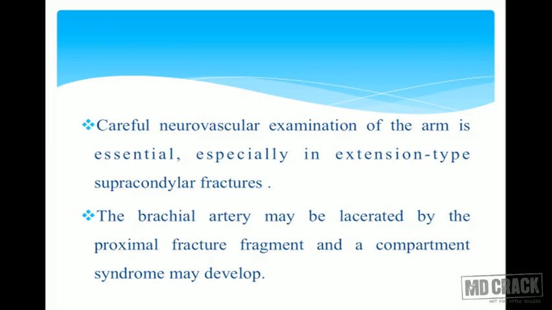So a careful neurovascular examination must be done in both types of fractures, especially the extension type of supracondylar fractures. The brachial artery may be lacerated by the proximal fracture fragment, and compartment syndrome is very commonly developed. That is, the whole arm gets massive swelling all over the arm and forearm.